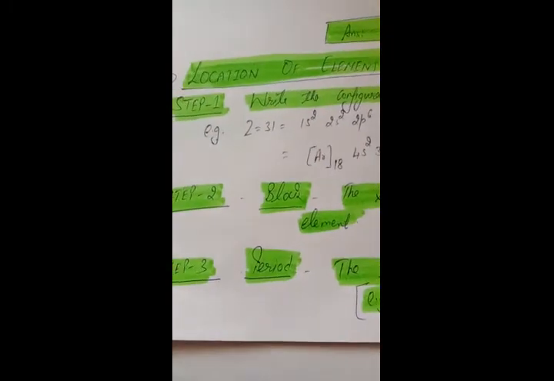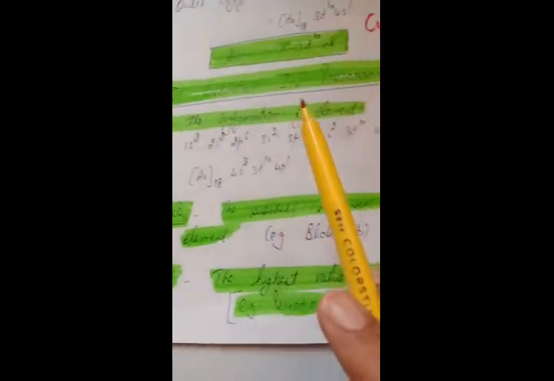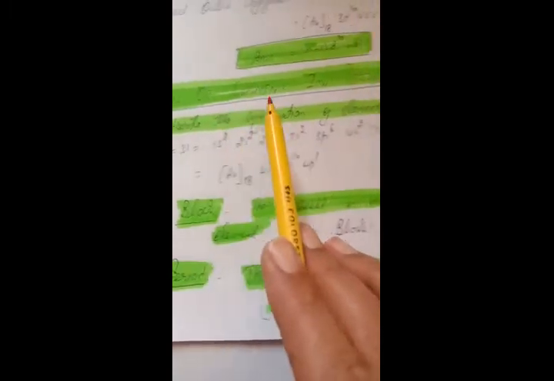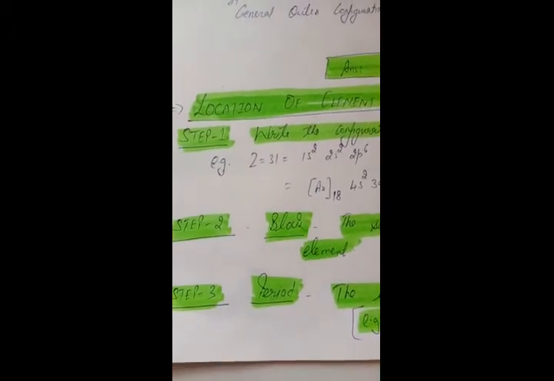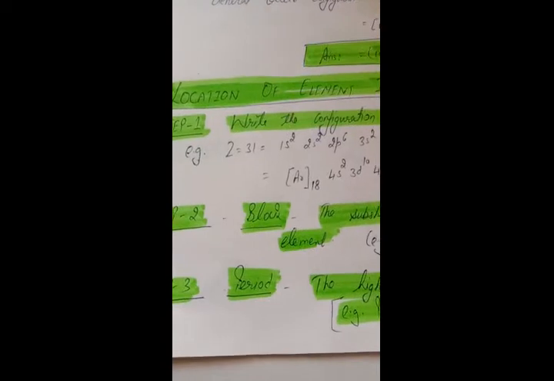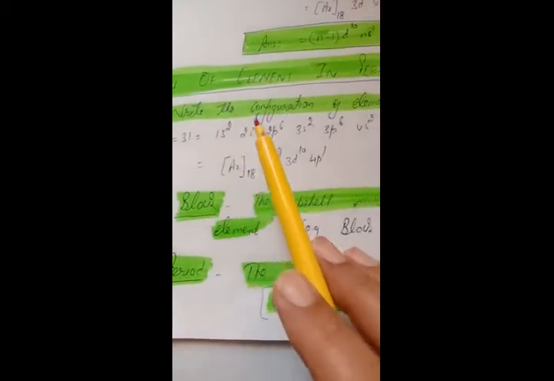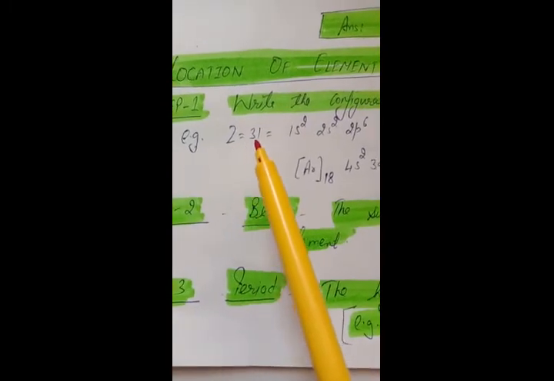Now we will start with the next topic, that is how we can locate any element in the periodic table, means location of an element in the periodic table. You need to follow certain steps. With these steps it will be very easy to identify a particular element at a particular place in the periodic table, meaning at which period and which group it is present. So step 1, you have to write the configuration of the element. For example, I have taken here atomic number 31.